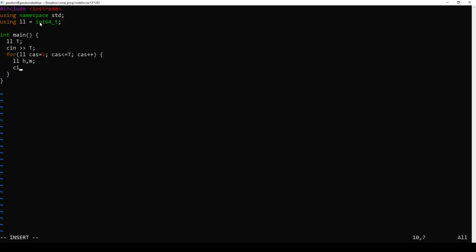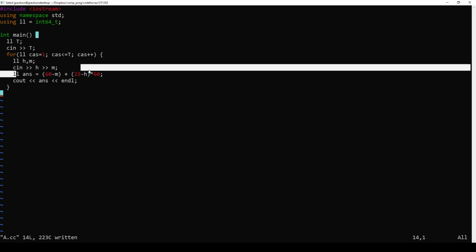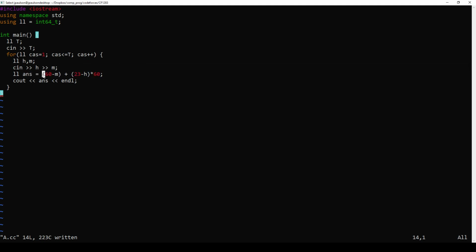And we have hours and minutes. Hours and minutes we can read in. And then we said the answer is 60 minus minutes plus 23 minus hours times 60. And we can print out that answer. So that's pretty much what I talked about, right? That we need to roll over to exactly the next hour, 60 minus minutes. Even if minutes is 0, we can still do this, and we'll get the full hour then.